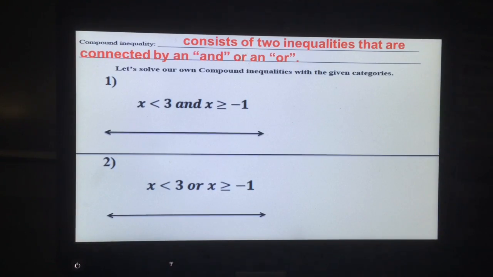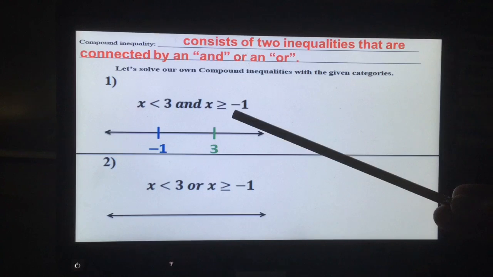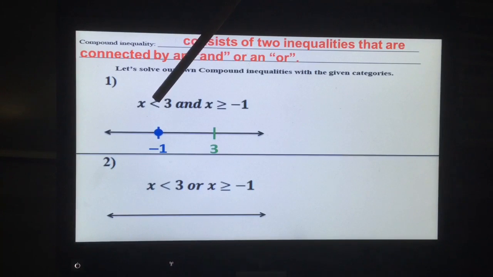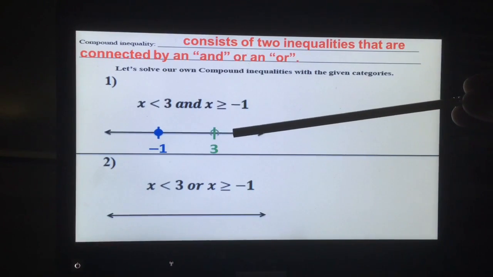Now, you're going to start out by looking at the numbers. Over here we have a 3, over here we have a -1. We put them in order, so we're going to put the -1 first and then the 3. All right, then we're going to look at the signs. Now this sign right here has an or equal to bar. Therefore, I'm going to put a closed circle. Over here, I do not have an or equal to bar, so I have an open circle.